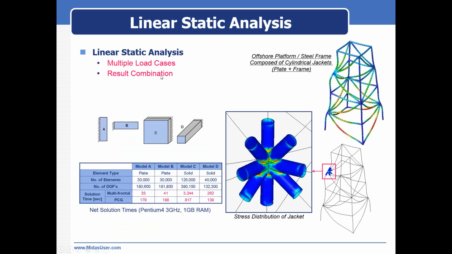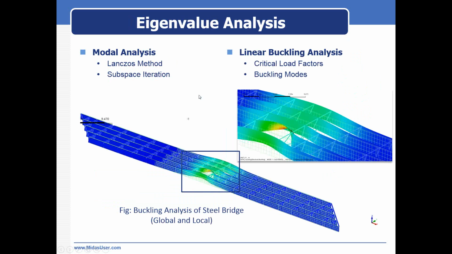Static analysis. Just like Civil, in FEA also we can form load combinations for the multiple load cases that we define. FEA also supports eigenvalue analysis and buckling analysis. The advantage with finite element modeling is that we can know the positions where global and local buckling are taking place, and we can actually see the locations of local buckling as shown highlighted in this figure.